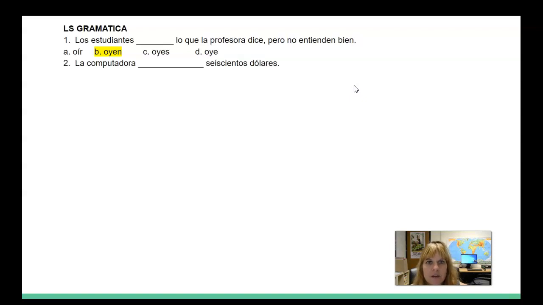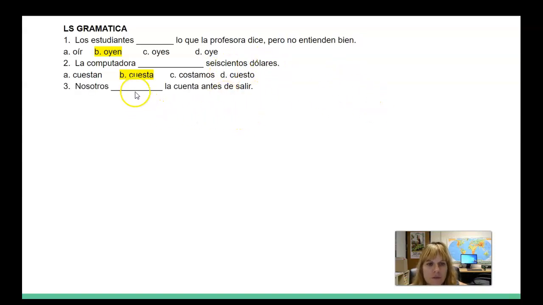Número dos, la computadora, $600. So this one, I can't give you all the verbs, but this is the same thing. Costar is your verb, and it has an O to UE change. So costar means to cost. So if I said, ¿Cuánto cuesta? How much does this cost? ¿Cuánto cuestan? How much do these cost? So that's where that comes from. La computadora cuesta. The computer costs $600.